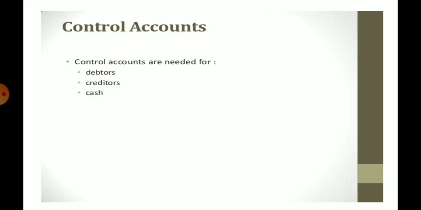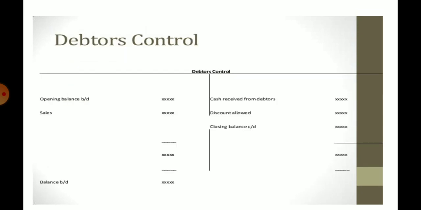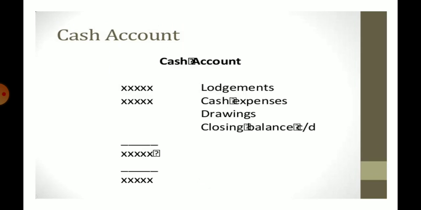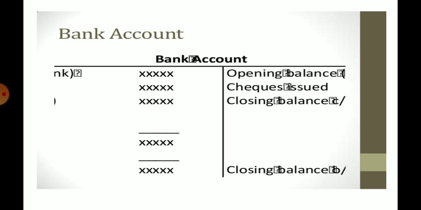Control accounts. Control accounts are needed for debtors, creditors and cash. So, the debtors control account will have opening balance, sales, balance c/d, cash received from debtors, discount allowed, closing balance. Okay, so this is the debtors control account. The creditors control account has payment to suppliers, discount received, closing balance, opening balance, purchases and balance b/d. Please remember this format. Cash account, so this is the format.